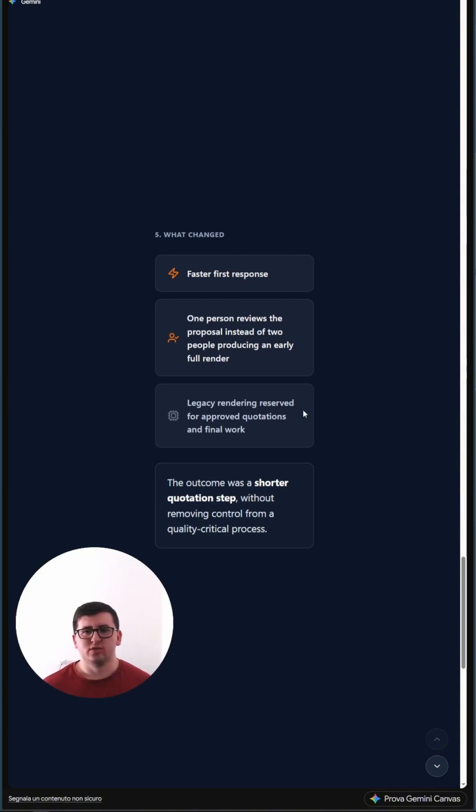So what changed? They have a faster first response. 1 person reviews the proposal instead of 2 people, producing an early visual proposal, and the legacy rendering is reserved for approved quotation and final work. The outcome was a shorter quotation step without removing control from the quality critical process. So this is a scenario where AI growth engineering is really useful. I didn't do anything crazy. I just inserted AI where it was needed.